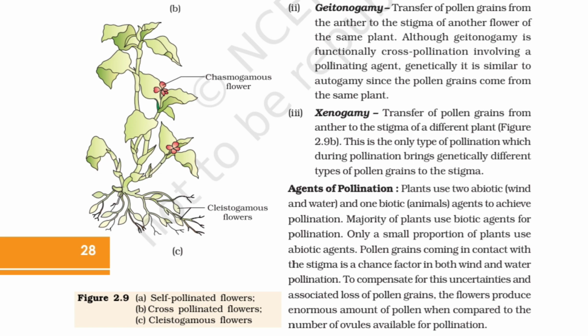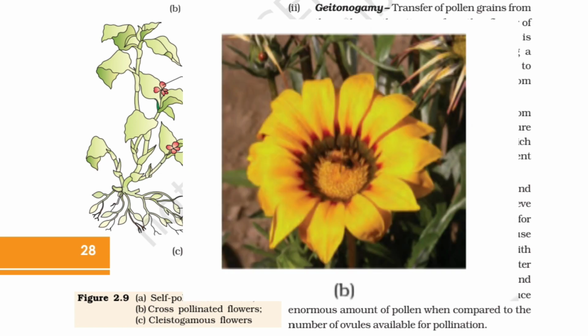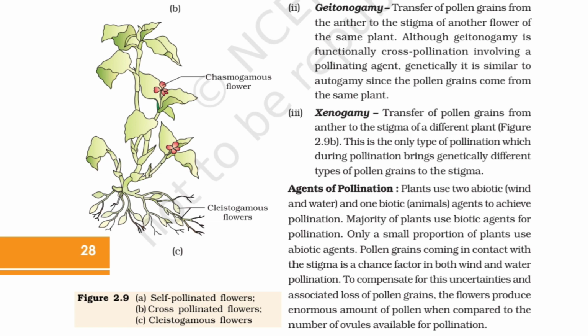Number 3. Xenogamy. Transfer of pollen grains from anther to the stigma of a different plant. This is the only type of pollination which during pollination brings genetically different types of pollen grains to the stigma.